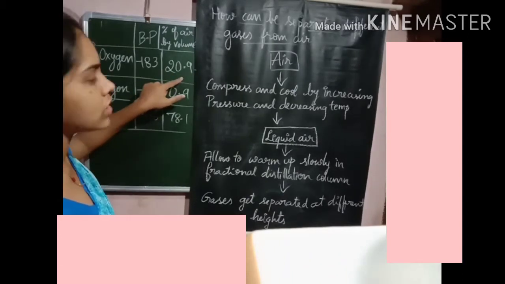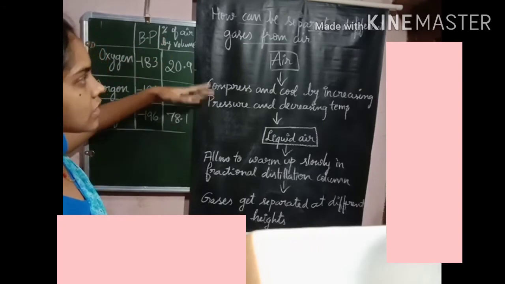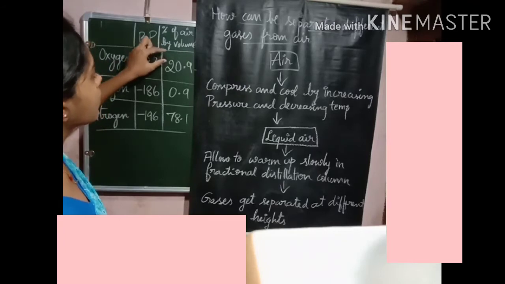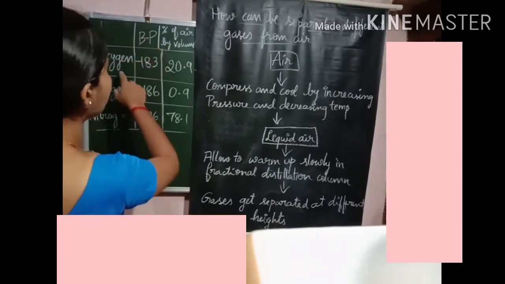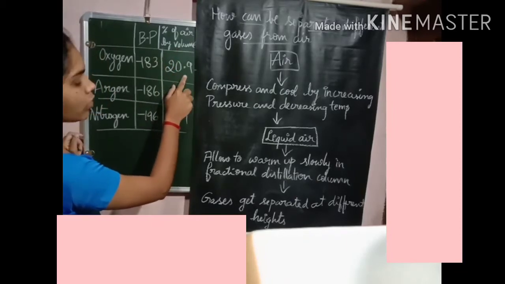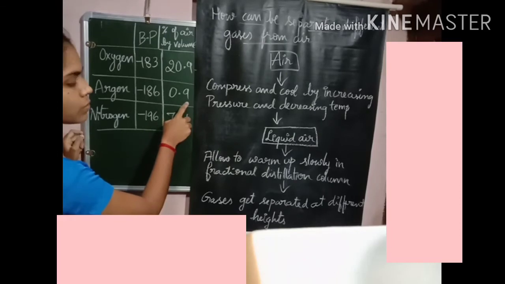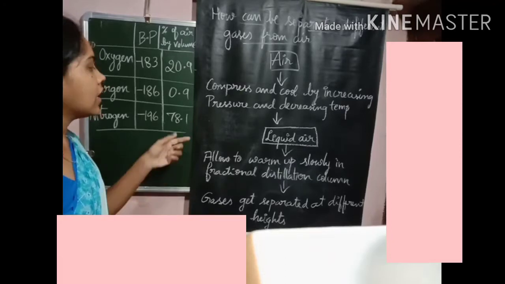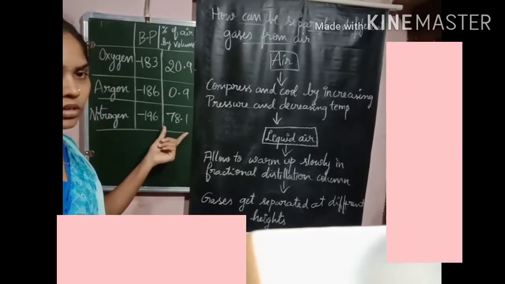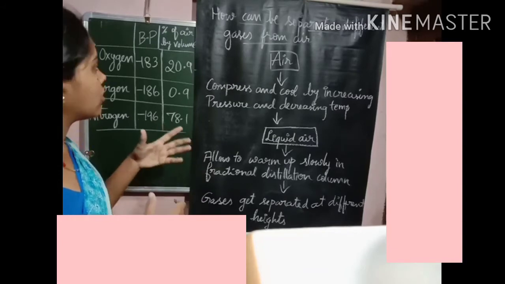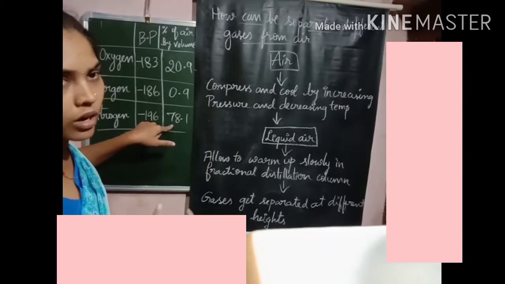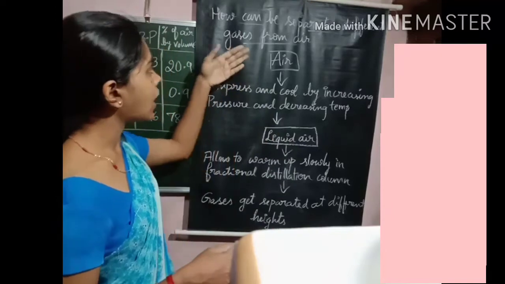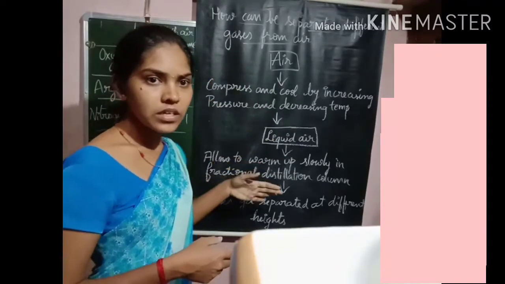From this experiment, we obtain the percentage of each gas in air. The percentage of oxygen in air is 20.9, the percentage of argon is 0.9, and the percentage of nitrogen is 78.1. In air, nitrogen is the most abundant. So this is how it works. Now I will show you the video which explains how fractional distillation is done.